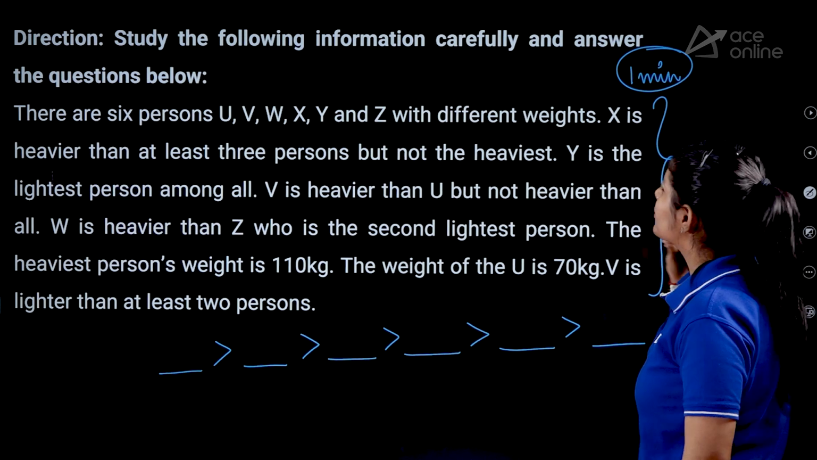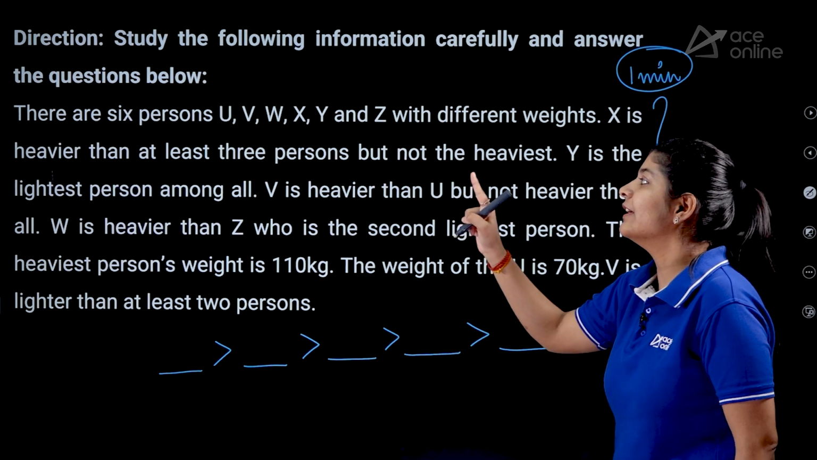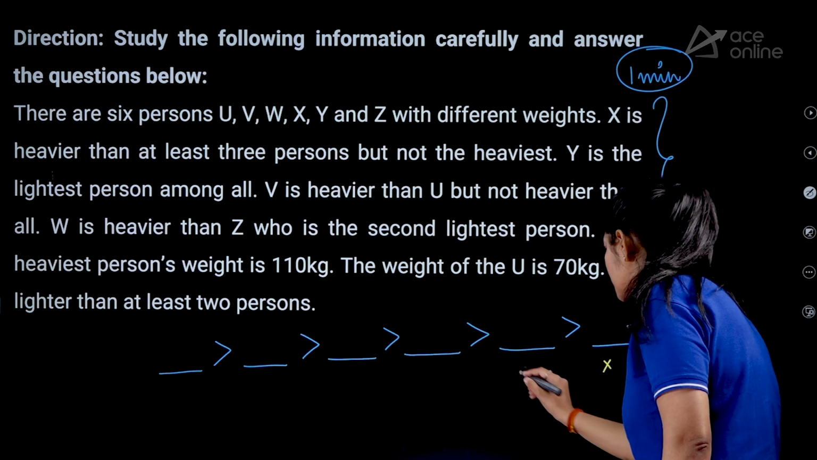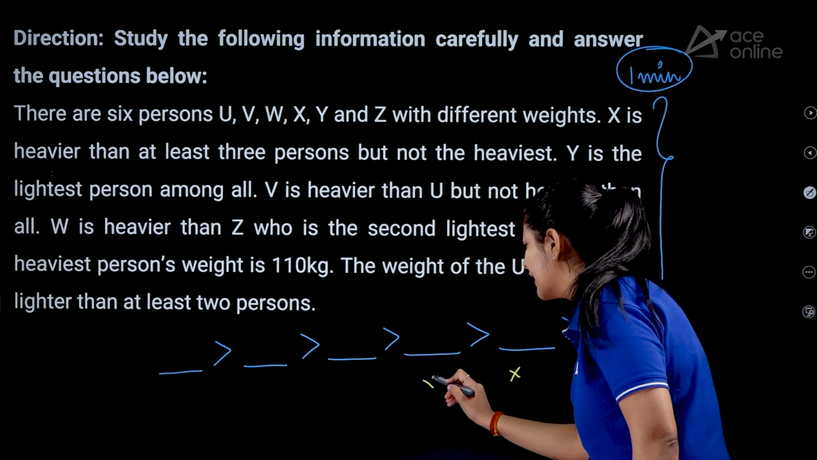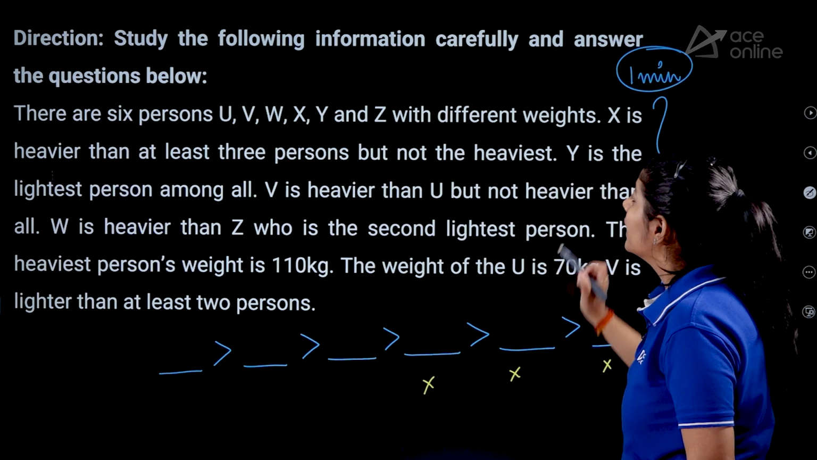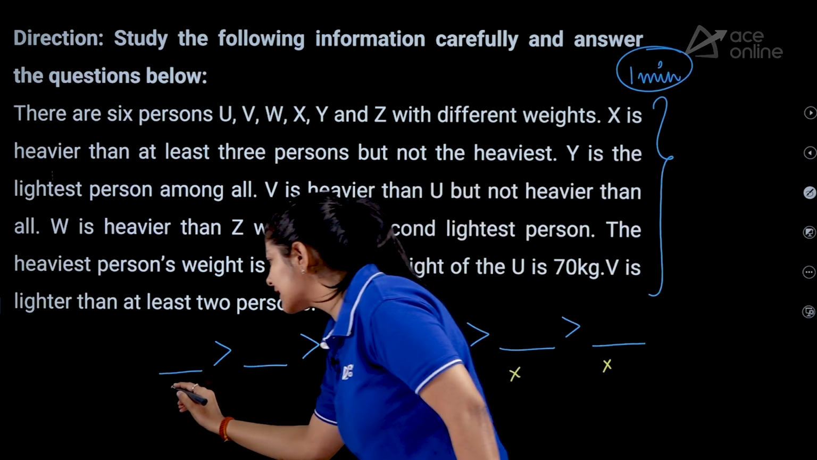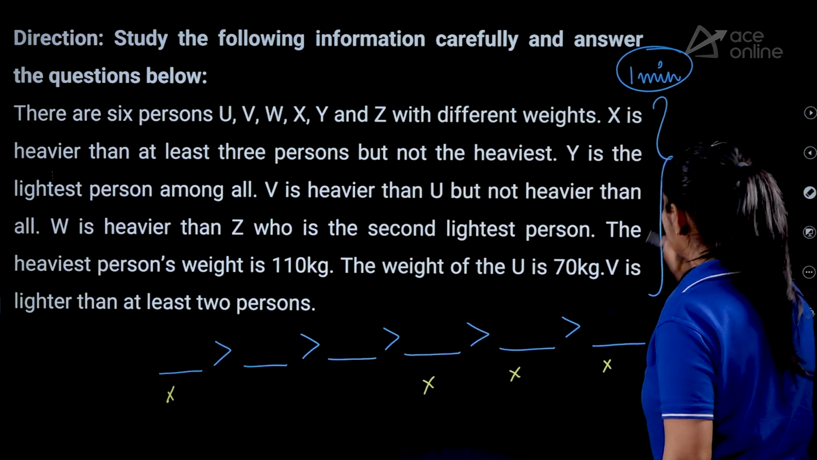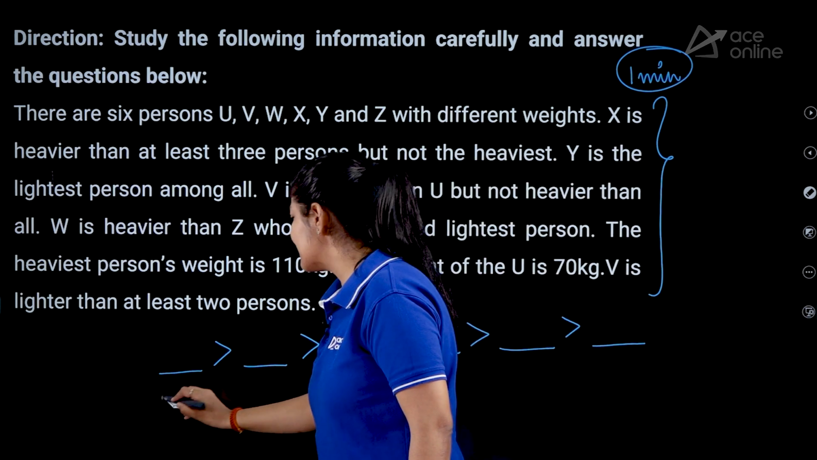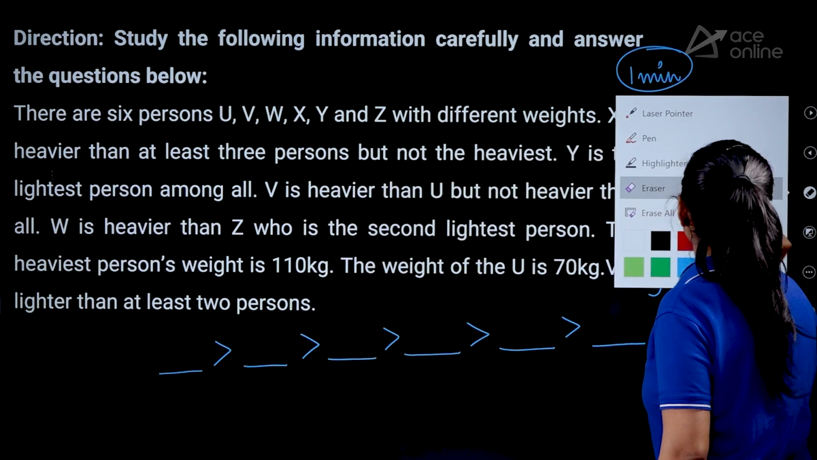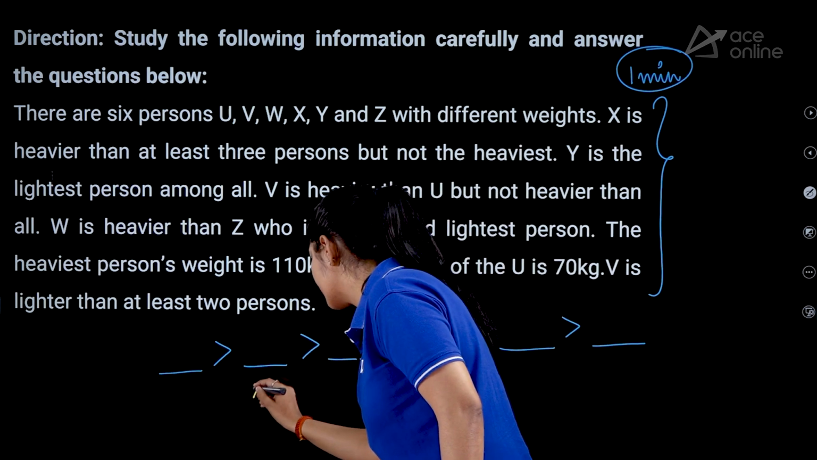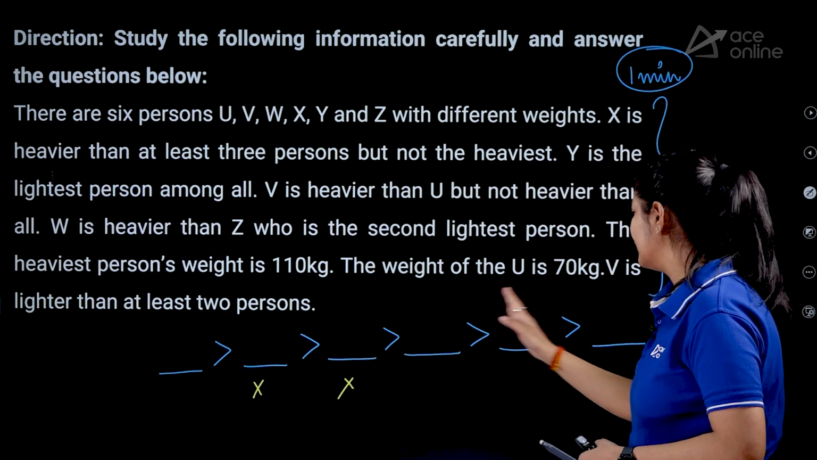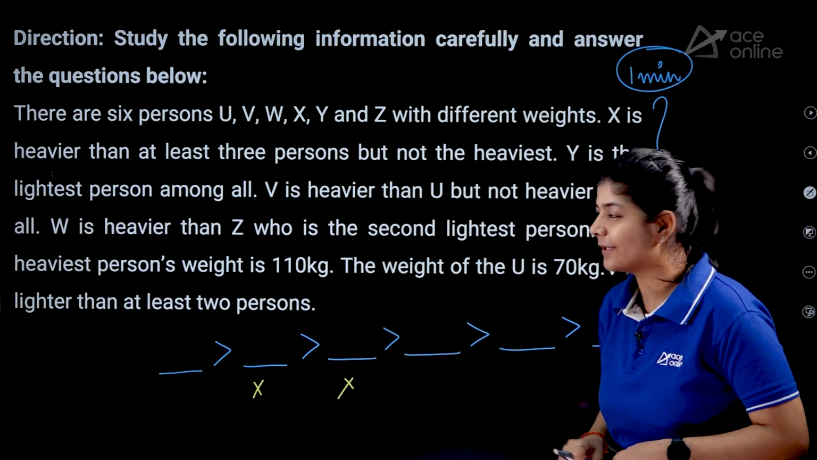Now, the question says that X is heavier than at least 3 persons. So X can't be at this position, this position, or this position, right? But not the heaviest, so X can't be at this position also. Instead of writing this, because it confuses you, we can say that X can be present only at these 4 positions, else X can't be present.